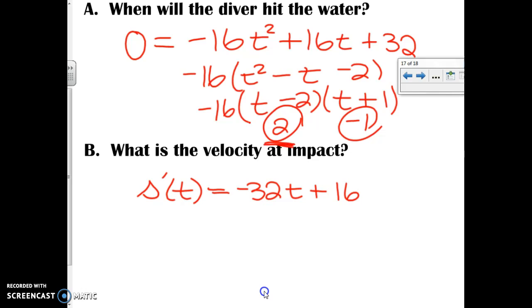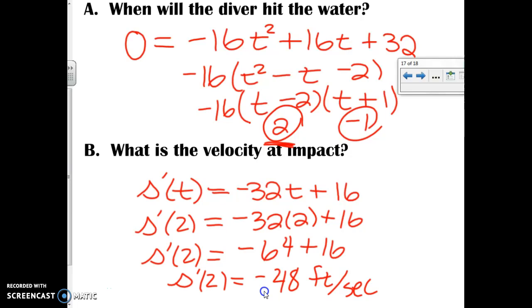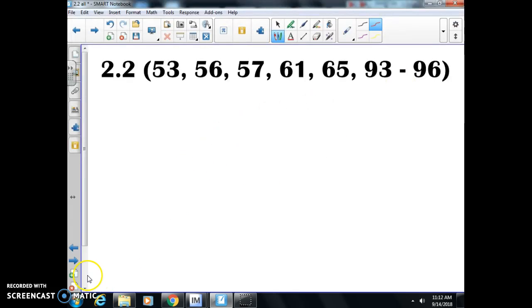So we know he's going to hit at 2 seconds. So we'll go negative 32 times 2. I get negative 64 plus my 16. So my velocity 2 seconds in. Negative 64 plus 16, I believe that goes to negative 48 feet per second is the rate at which he is falling. Exactly. Now that's not average, that is instantaneous again. Okay, so hopefully that'll help you, and we'll set you free to do your homework.